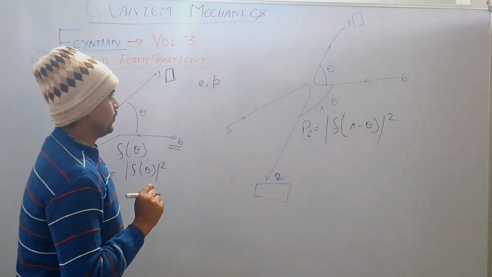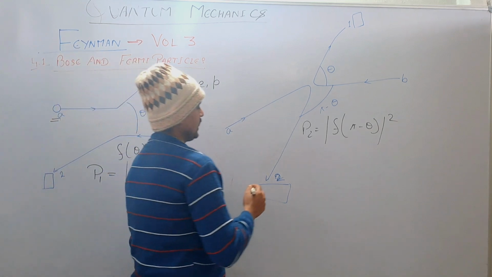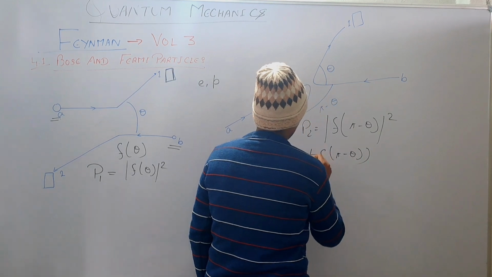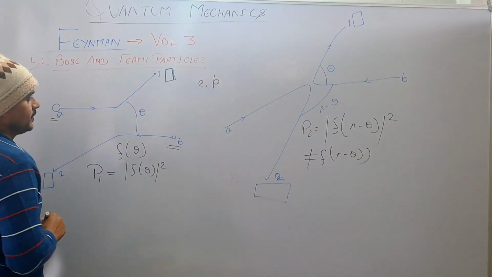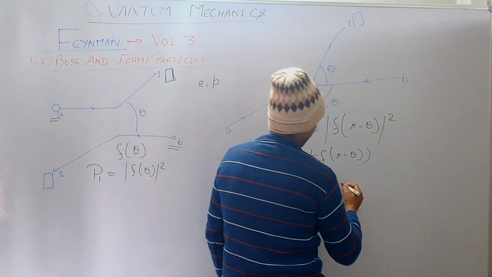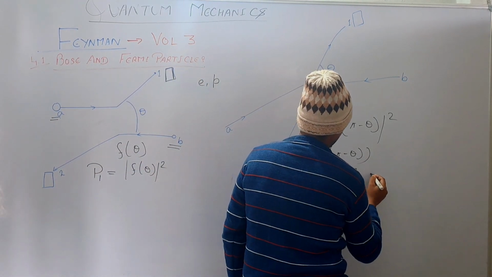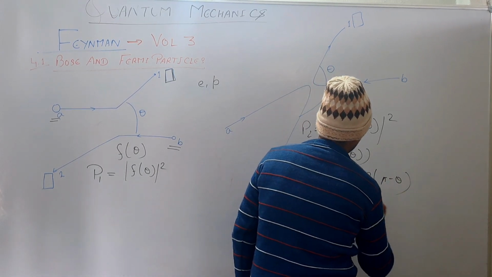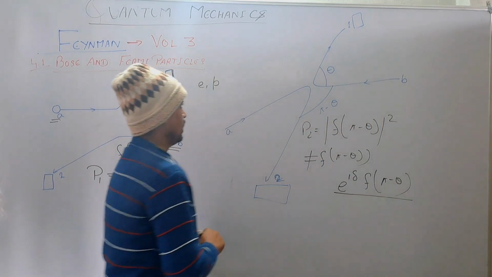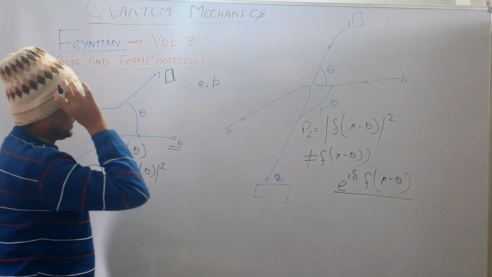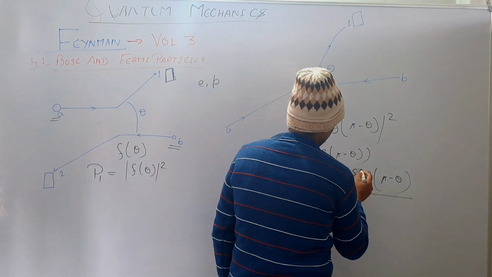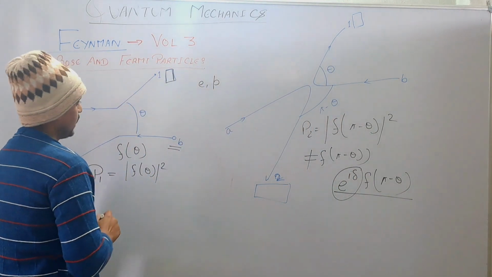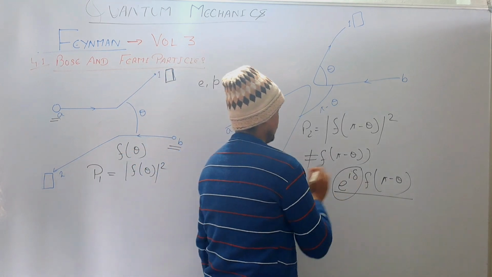But what will be the amplitude of getting such an event? It will not be F pi minus theta, because we have exchanged the role of the particles, so we need to multiply by a phase factor e to the power i delta times F pi minus theta. This is the amplitude of this event. When we exchange the role of the particles, we need to multiply the amplitude with this phase factor, because in the end we are adding these two amplitudes.